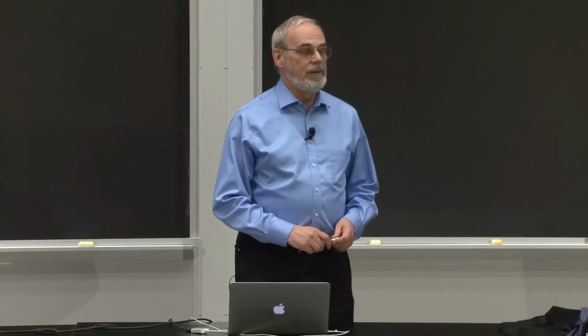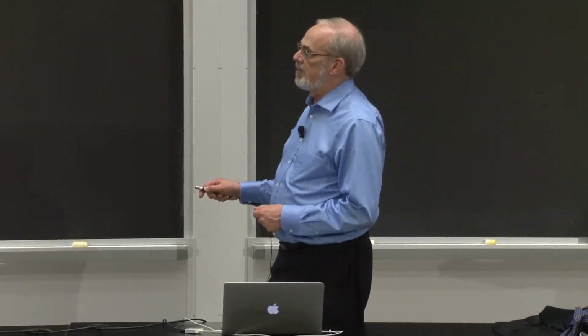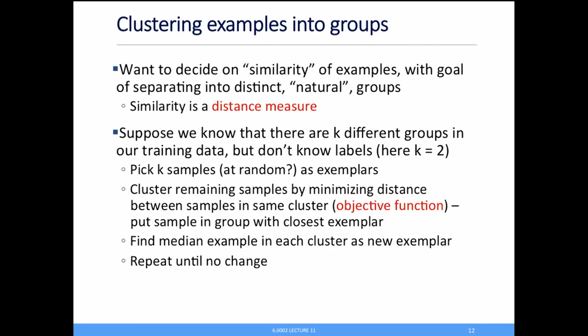It's a very standard way, and it works basically as follows. If all I know is that there are 2 groups there, I'm going to start by just picking 2 examples as my exemplars. Pick them at random. Actually, at random is not great. I don't want to pick 2 close to each other. I'm going to try and pick them far apart. But I picked 2 examples as my exemplars. And for all the other examples in the training data, I say, which one is it closest to?